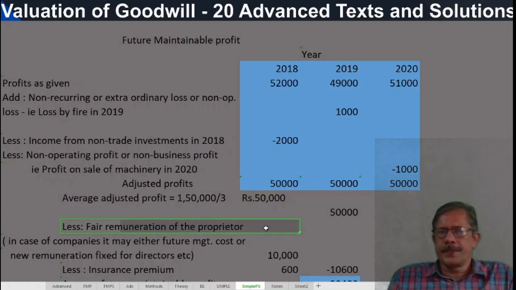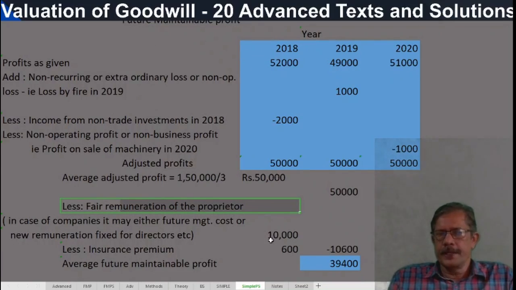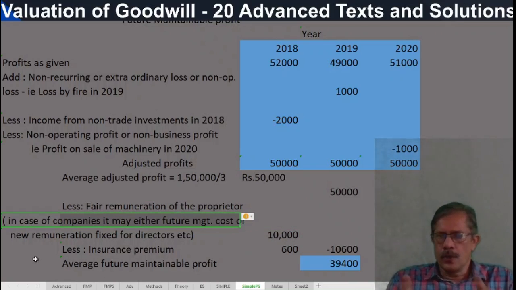Then less fair remuneration of the proprietor. In some questions it will say future management cost. So old management cost should be added back and future management cost should be deducted. Director's remuneration may be given in the question. The last year's director's remuneration should always be considered. If different amounts are given, that should be added to each year's profit. Then the new management cost or new director's remuneration should be deducted.